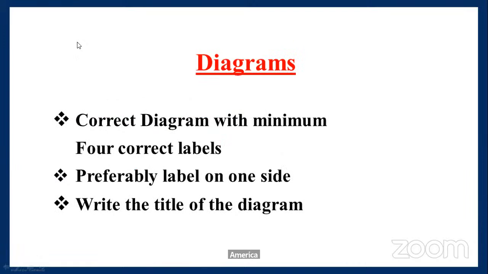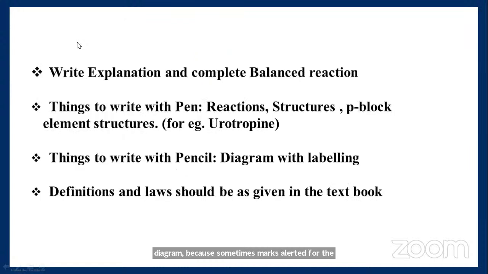Next is diagrams. You have to draw a diagram with minimum 4 correct labels. But here you remember, whatever parts are in that diagram and whatever labels you know, all you have to write. Do labeling on one side only. Write the title of the diagram, because sometimes the marks allotted for the title of the diagram is half mark. Write explanation and complete balanced reaction.